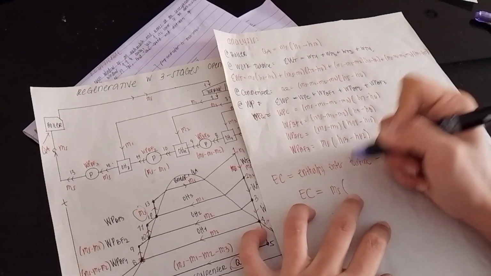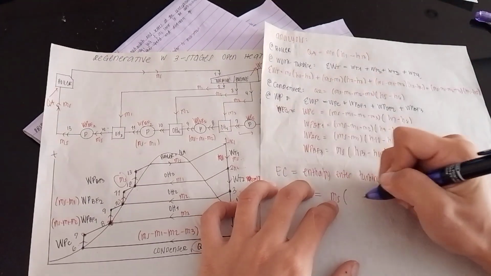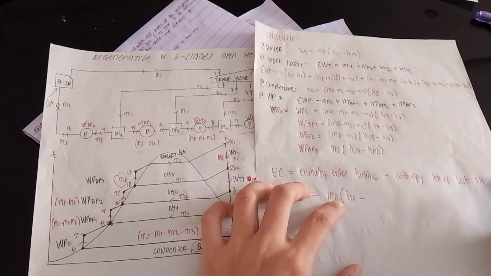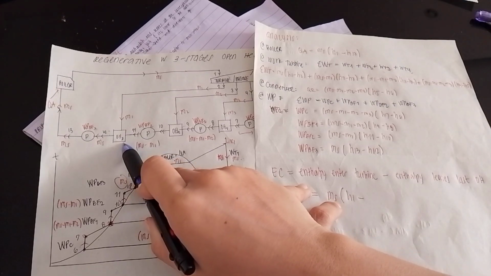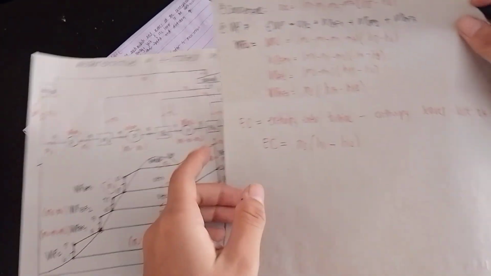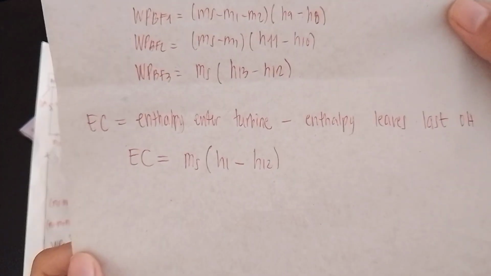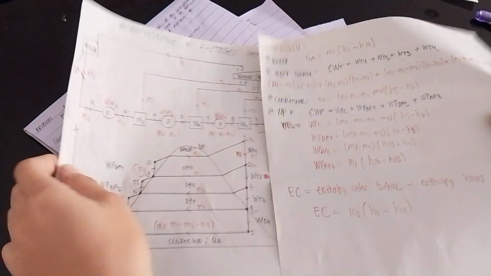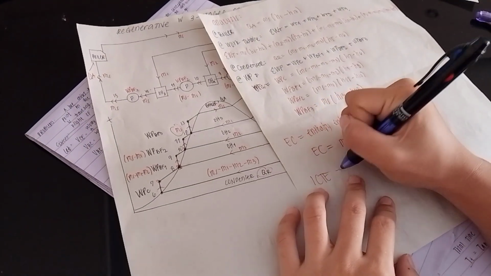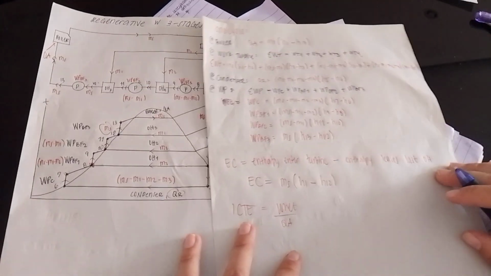So, unsa to ang enthalpy nga ni-enter sa turbine? Kani enter niya kay si H1. So, si H1. Tas, enthalpy that leaves the last open heater, which is si H12. So, mao na ang final formula sa energy chargeable, which is EC equals MS times H1 minus H12. So, that's all I think. Same ra sa ICTE kay same ra man gyapon: work net equals QA. Chuchu. So, mao na siya.